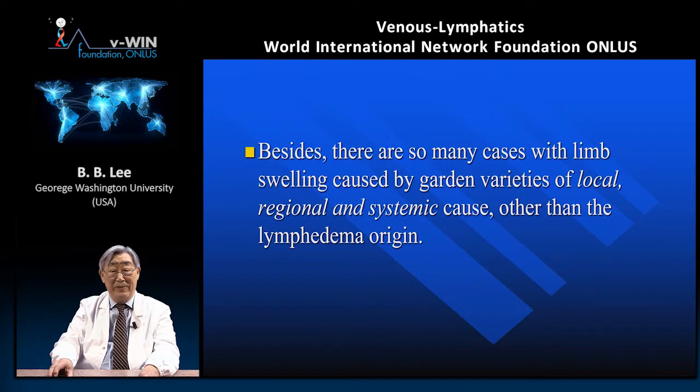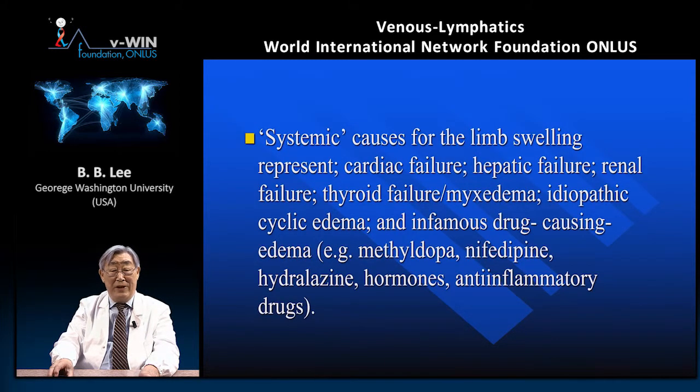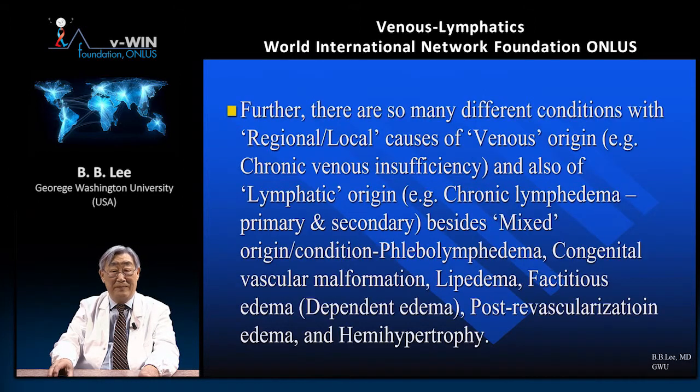Besides, there are so many cases with limb swelling caused by a garden variety of local, regional, and systemic causes other than lymphedema origin. Systemic causes for limb swelling represent, for example, cardiac failure, hepatic failure, renal failure, thyroid failure, idiopathic cyclic edema, and of course, the infamous drug-causing edema as well.